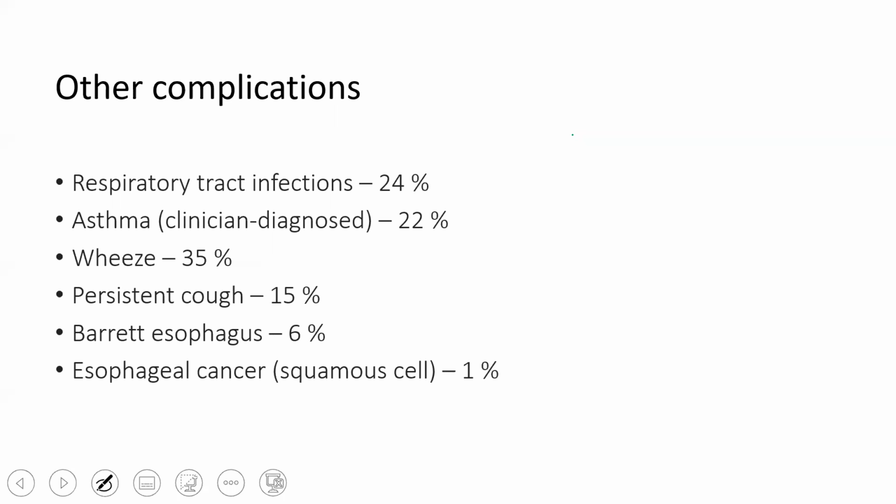15%. In 6% of cases, they have Barrett esophagus. That means the lower third of the esophagus, the epithelium changes from esophageal epithelium to more intestinal epithelium, most likely related to the reflux. That is precancerous, the Barrett esophagus. Very rarely, it might change, with a risk of esophageal cancer, squamous cell carcinoma, in 1% of cases.